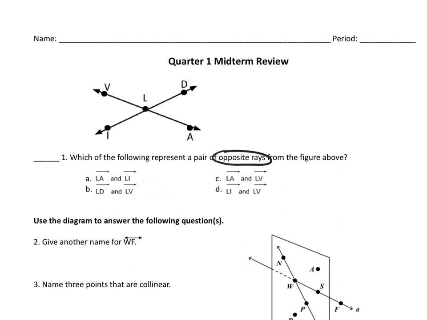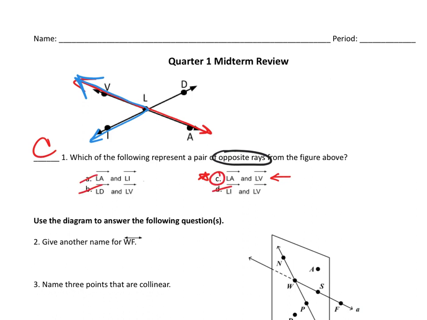Okay, what about option C? LA and LV. Those look pretty good to me. They're going opposite directions and they're both rays. So I'm going to hang on to that. A good student always goes through all the answer choices first. Option D is LI and LV. Do those blue ones go opposite directions? No. So we know confidently that answer choice C is the answer.